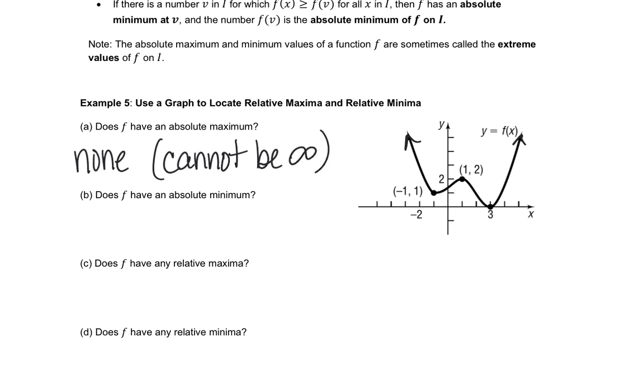So if you notice that your minimum or maximum is infinity, then that means there are none. All right? Now, if you're talking about an interval, you can use infinity on your intervals, but not on your maximums and minimums. Does this graph have an absolute minimum? What is the absolute lowest point I can go on this graph? Well, it goes along this line, which would be y equals 0.